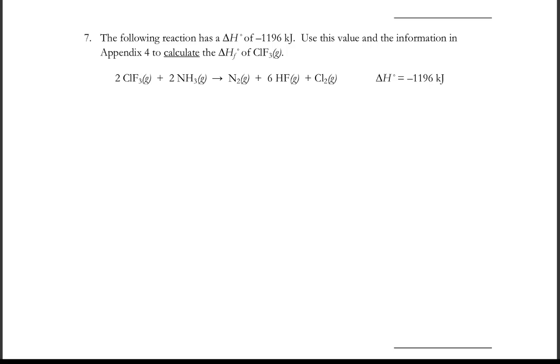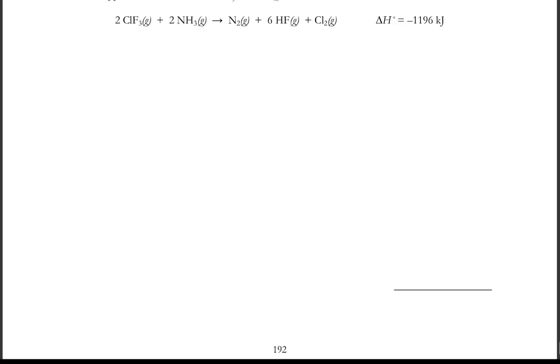Put in the heats of formation that you find for the NH3, the N2, the HF, and the Cl2 in the appendix, and you will end up with only one unknown. You could call that X, and that will be the heat of formation of ClF3, and that is then what you are after. So when you are done with that, double check that you're happy with your work, scan it, PDF file, and then submit it.